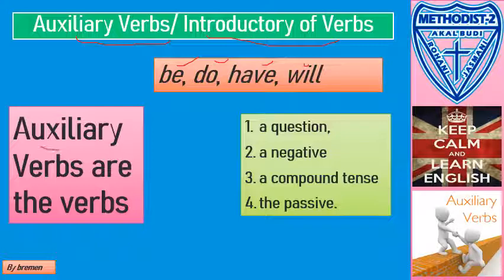Auxiliary verbs can be used in questions, in the negative, in compound tenses, and in the passive. What is the function of the auxiliary verbs in questions, negatives, compound tenses and passive? It's just to make them into sentences. Without the auxiliary verbs, they are not applicable.